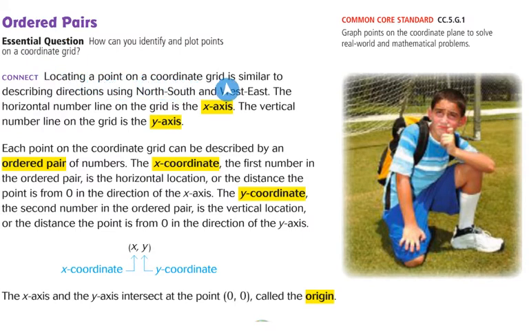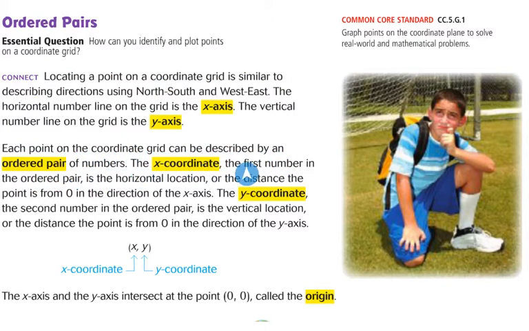Locating a point on the coordinate grid is similar to describing directions using north, south, east, and west. The horizontal number line on the grid is the x-axis. The vertical number line on the grid is the y-axis. So each point on the coordinate grid can be described as an ordered pair of numbers.